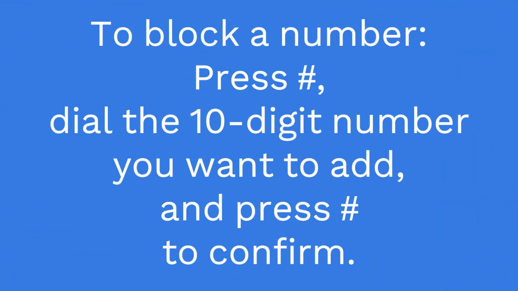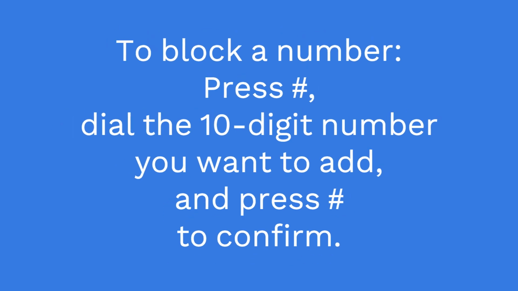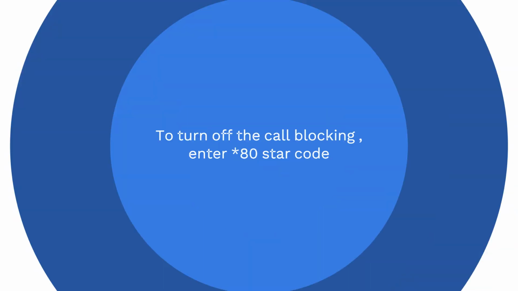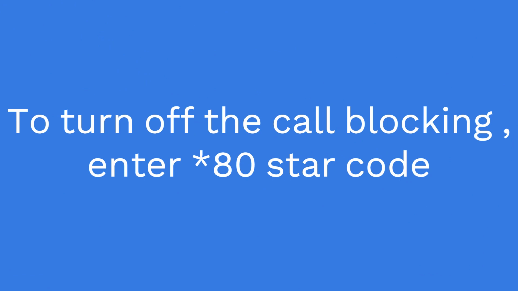To block a number, press hashtag, dial the 10-digit number you want to add, and press hashtag to confirm. To unblock a number, press *, dial the 10-digit number you wish to remove, and press * to confirm. To completely turn off the dialer codes, enter *80 star code.